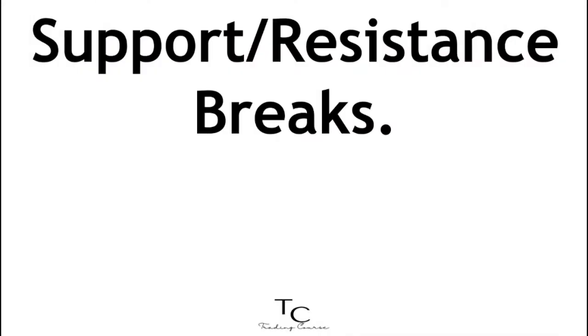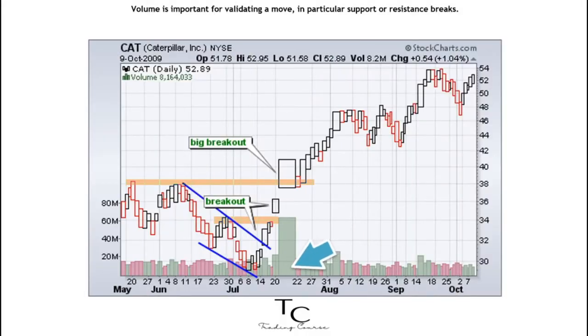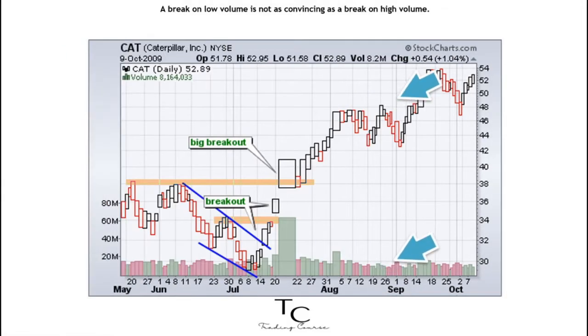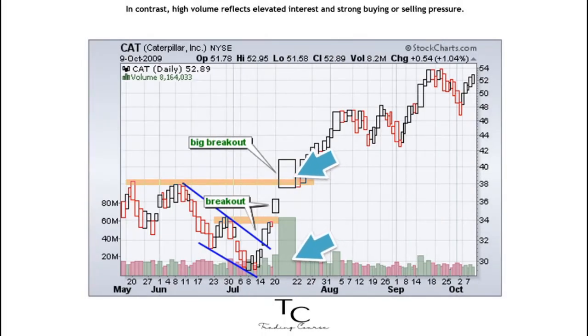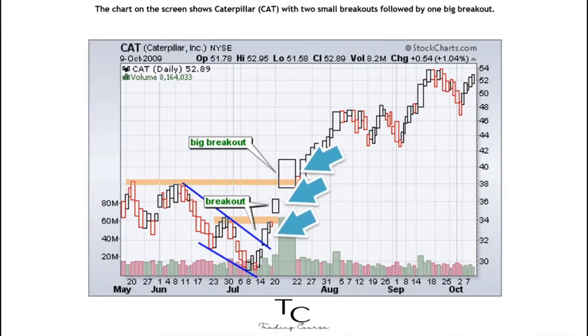Support, resistance breaks. Volume is important for validating a move, in particular support or resistance breaks. A break on low volume is not as convincing as a break on high volume. Low volume shows tepid interest and weak buying or selling pressure. In contrast, high volume reflects elevated interest and strong buying or selling pressure. The chart on the screen shows Caterpillar, CAT, with 2 small breakouts followed by 1 big breakout.